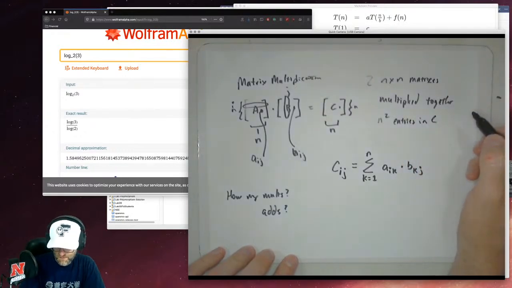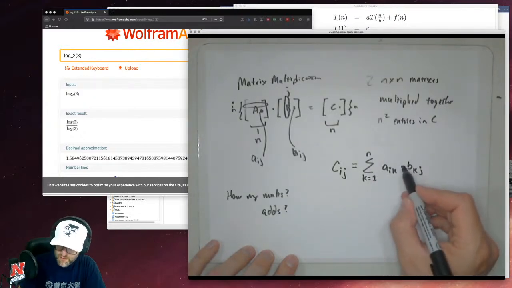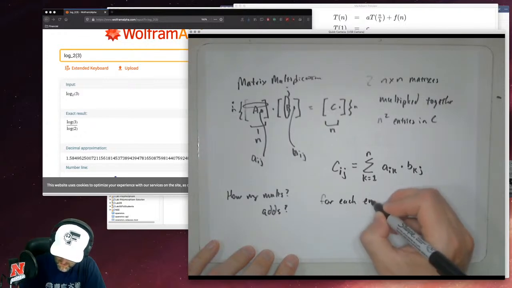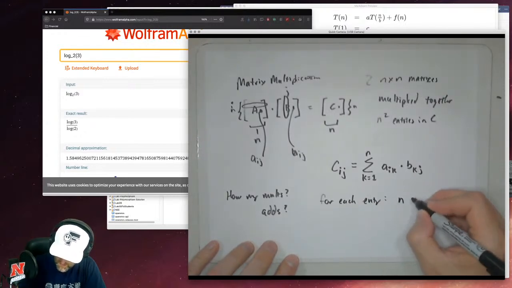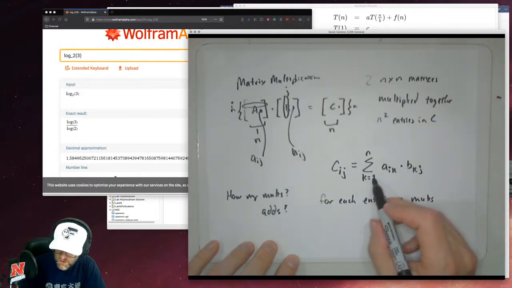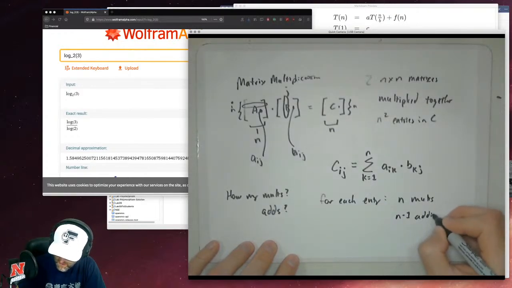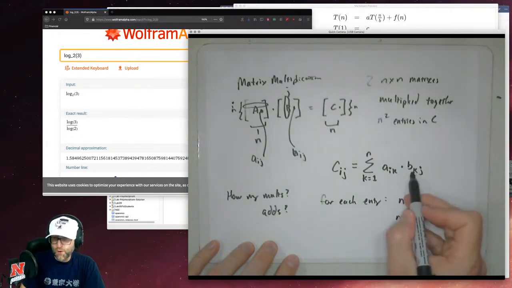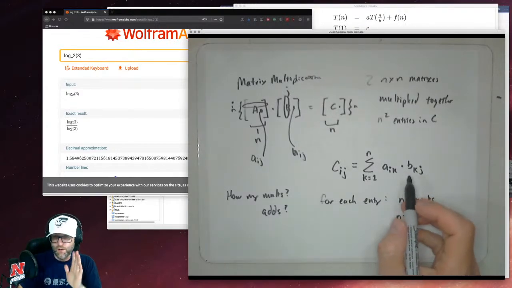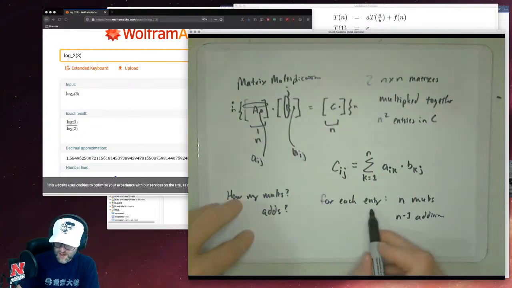in C. Right? So how many multiplications? Well, for k running from 1 up to n, there's 1, 2, 3, 4, right? So for each entry, there are n multiplications, right? How many additions? Well, technically there are only n minus 1 additions, because after you get the first term there, then you're just adding all of the other terms. So there are n terms. So if you start with the first one and there are n minus 1 left, then there are only n minus 1 additions for each entry.